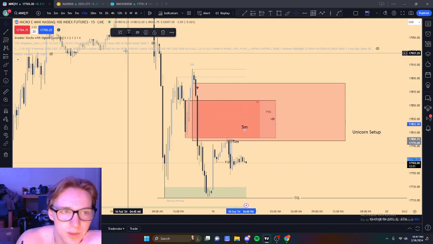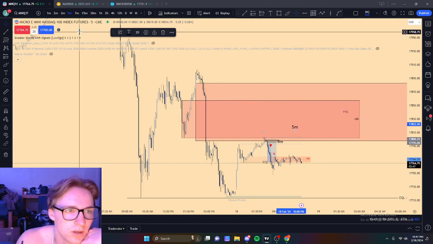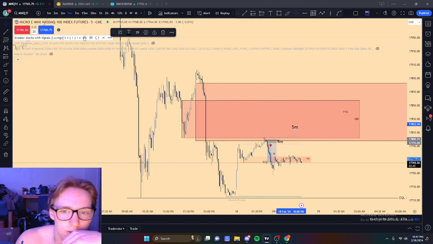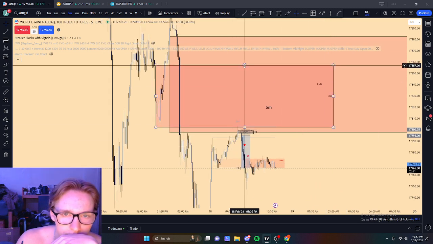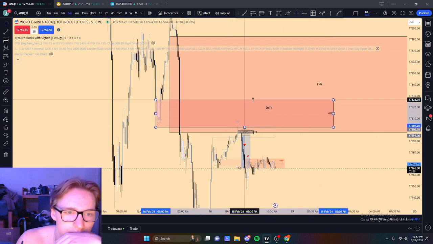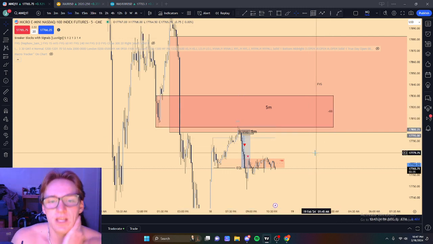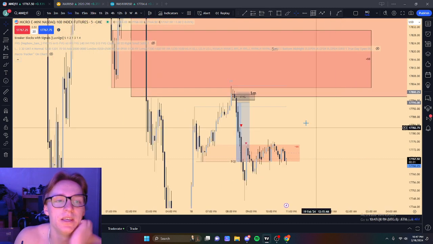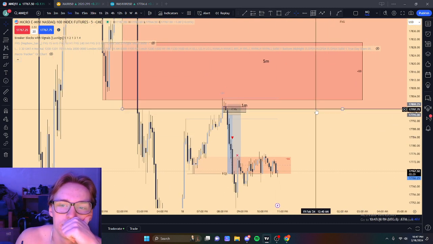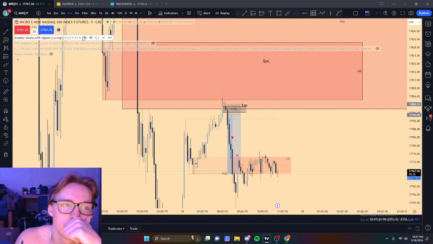I marked out the 5-minute, it's also on the 5-minute. The 5-minute is just a smaller time frame. We actually got another one down there too. But no, we had a 5-minute one over here, it would be like right there. As we can see, we ended up tapping into the 5-minute breaker block.